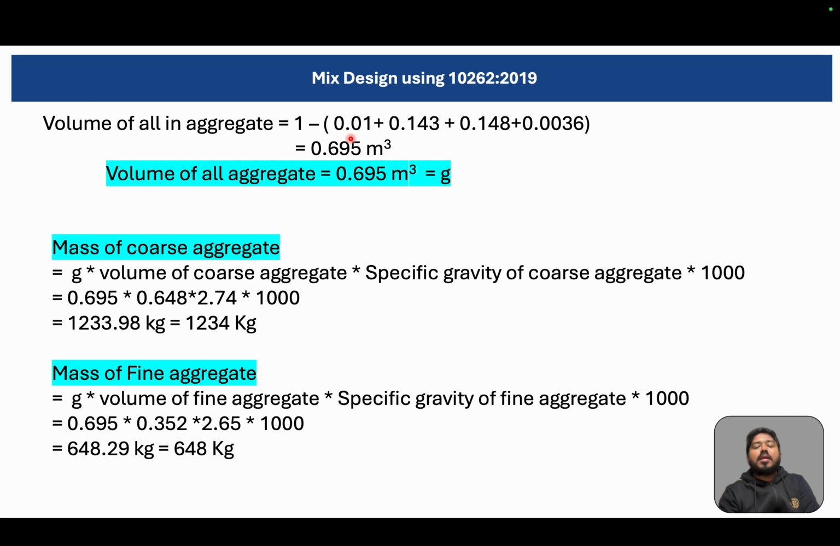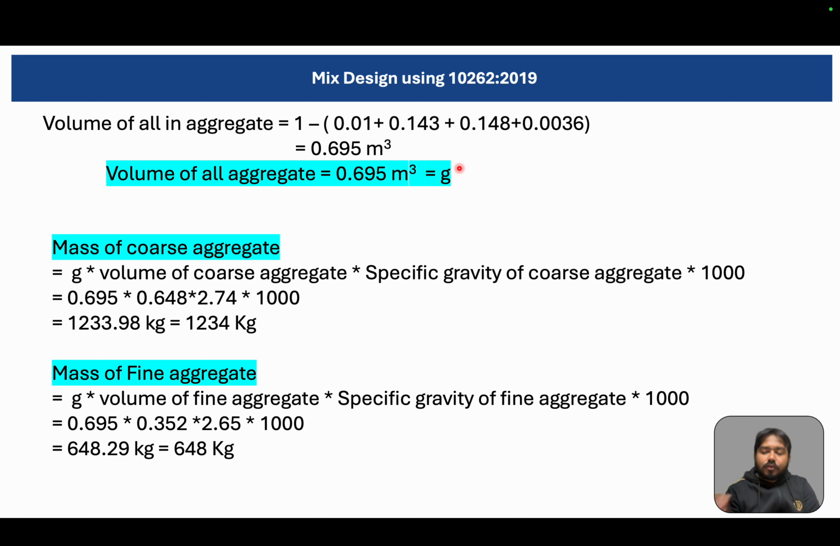That means you got the volume of your air content 0.01 meter cube, your cement content 0.143 meter cube, your water content 0.148 meter cube, and the volume of your superplasticizer dosage, 0.0036 meter cube. If I subtract all these from 1, I am getting 0.695 meter cube. That means the volume of total aggregate is 0.695 cubic meter. I represent this value with the symbol G.